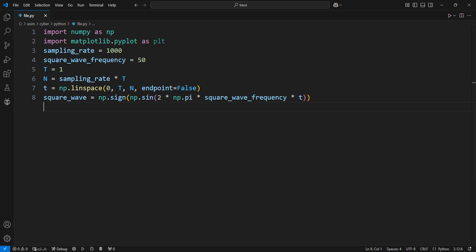Now, let's plot the square wave to visualize it. The square wave will look like alternating high and low values, 1 and -1.